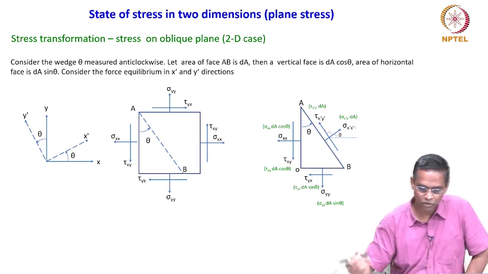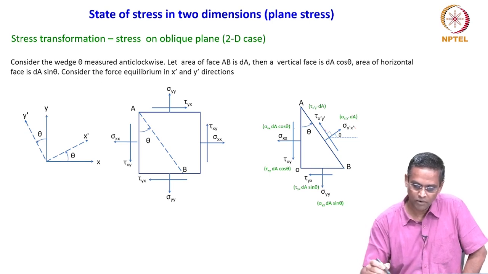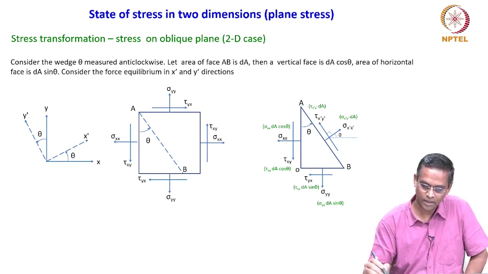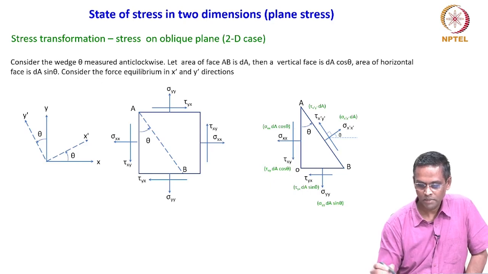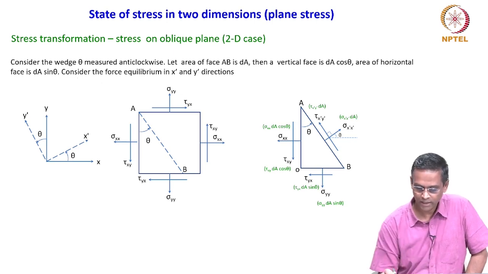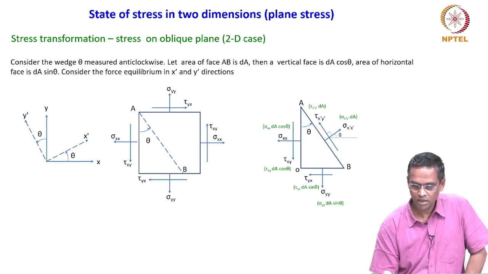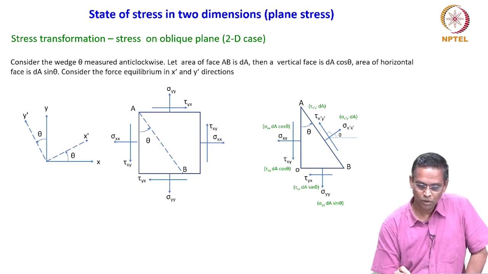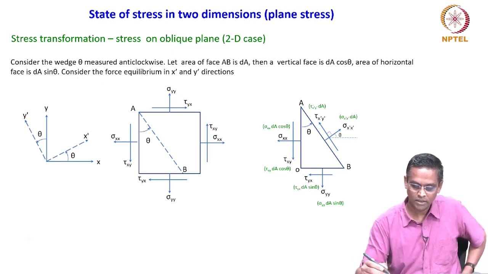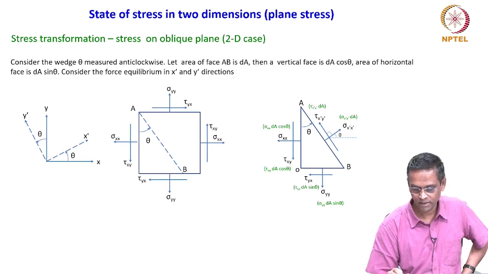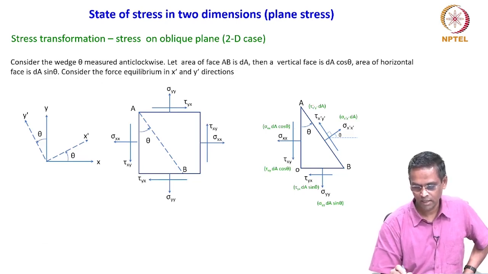So, we are going to look at the force equilibrium in this new orientation, and for that we are getting ready with this description. dA cos theta is the area of the vertical portion, and dA sin theta is the area of the horizontal portion, OB and OA. The sigma x in this direction multiplied by this area will give the force. That is very easy to calculate. So, a normal stress multiplied by area will give the corresponding force.